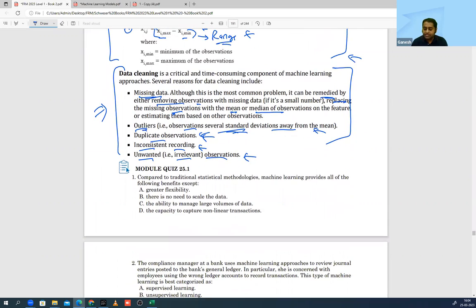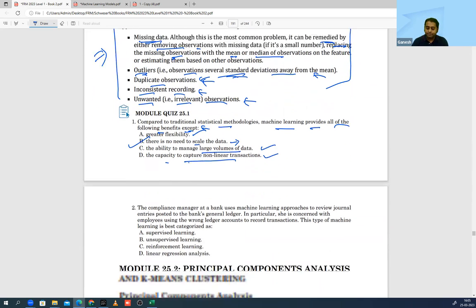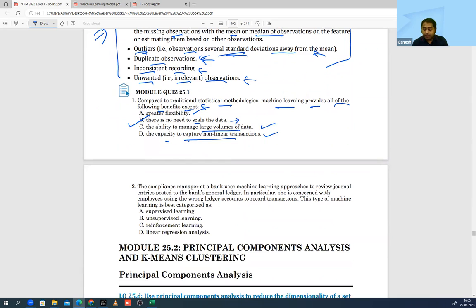Let us go to the first question fast. I want everybody online to also answer. Compared to the traditional method, machine learning provides all of the following benefits except. Does it provide flexibility? Yes. There is no need to scale the data. This is right. Then why were we doing standardization? We have to scale the data, na, because the data might not be good. Ability to manage large data, that is correct. Capture non-linear, that is correct. My answer is B.